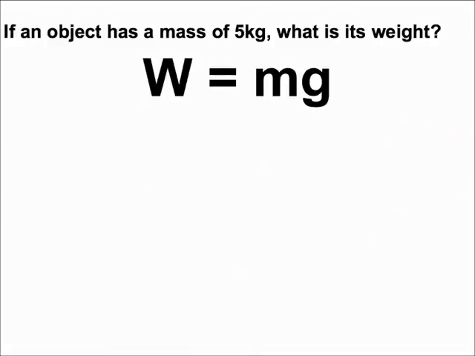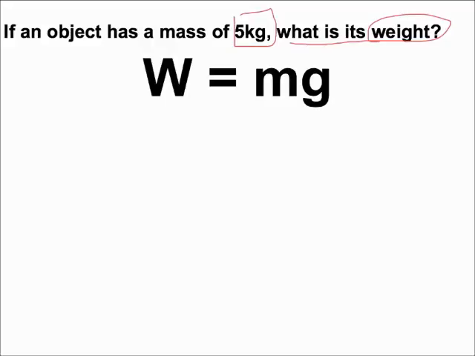So let's do an example problem. If an object has a mass of 5 kilograms, what is its weight? Whenever you approach a problem, think about what is it asking for, and go ahead and circle that. So this one says, what is its weight? And then think about what's given, and maybe underline that or put a box around it. So in this case, an object has a mass of 5 kilograms.